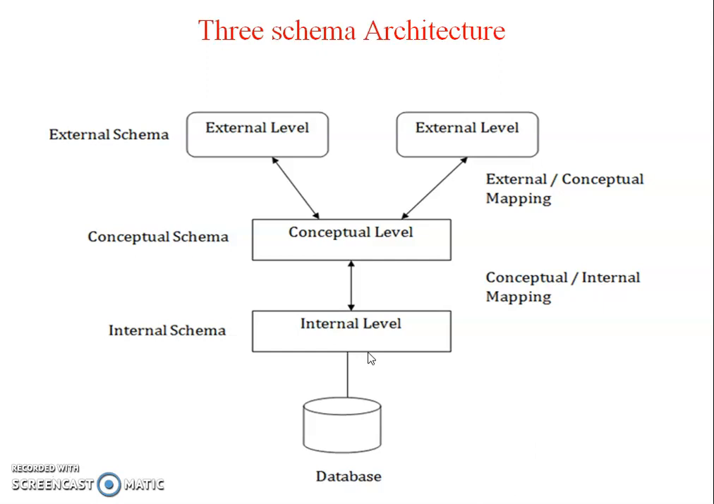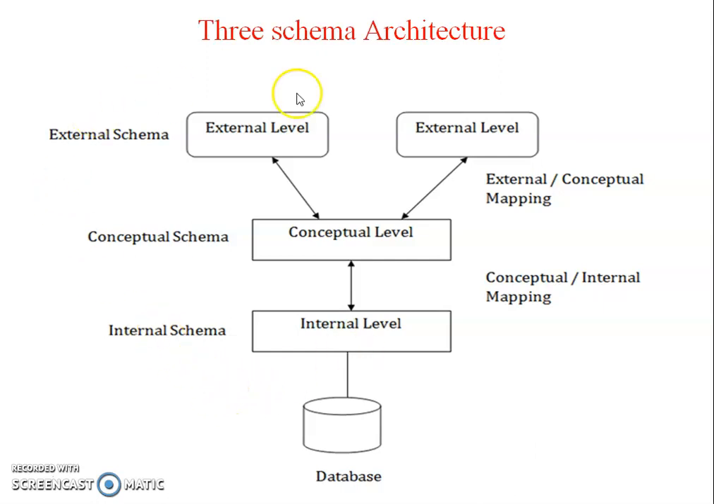The third one is the external level. At the external level, a database contains several schemes that are sometimes called subschemes. The subscheme is used to describe different views of the database, and the external scheme is also called the view scheme. Each view scheme describes the part of the database that a particular user group is interested in and hides the remaining database from that user group. This view scheme describes the end user's interaction with the database.